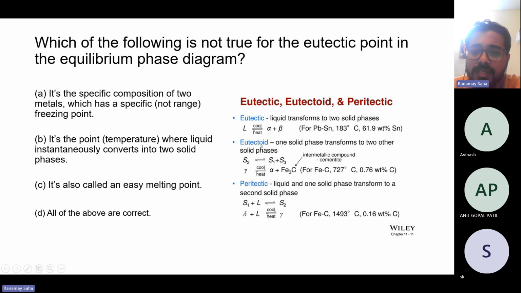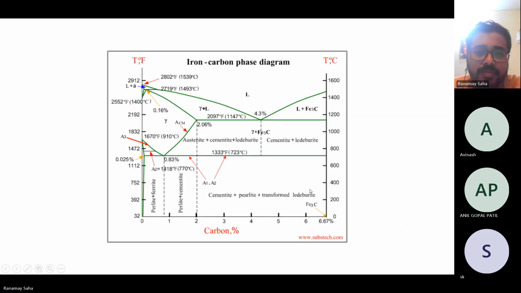Similarly, in the case of eutectoid, one solid phase transforms into two other solid phases. This is what we were talking about, which is being separated by the solvus line. So here also, for example, in the iron carbon diagram, you can see at around 727 degrees, the gamma phase gets converted into pearlite and ferrite phases.